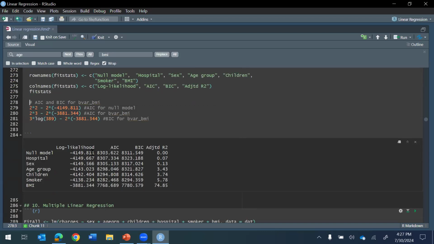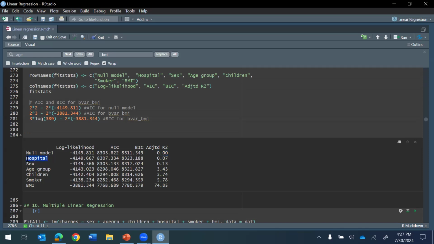So the null model has a log likelihood value of negative 4,149 point something, and that's our AIC and that's our BIC. Because we don't have any predictors, our adjusted R squared will basically be 0 because we don't have any independent variable to explain the variability. All that we're doing is calculating what the mean value would be, and that is expected. Okay, so now let's go ahead and compare.